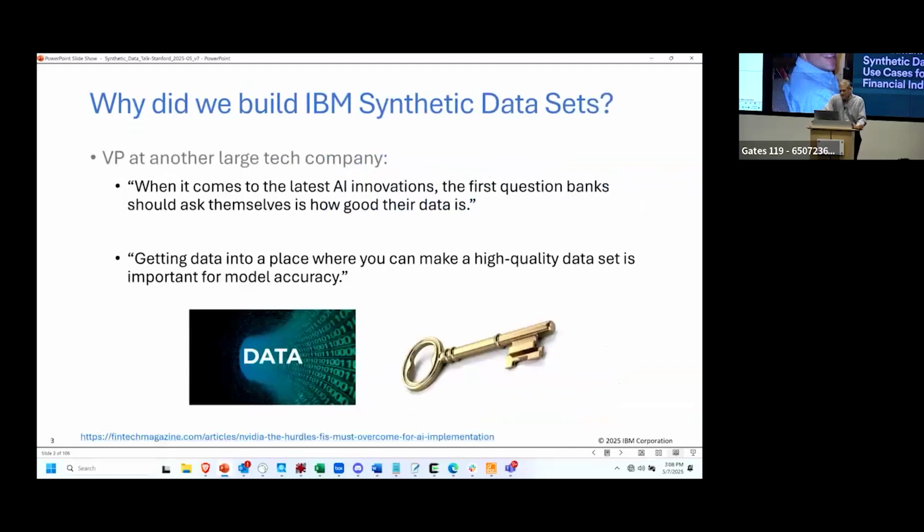So why did we build synthetic data sets? I thought I'd quote not just from myself and what really directly motivated us, but a VP at another large tech company who said, when it comes to the latest AI innovations, the first question banks should ask themselves is how good their data is. And then getting data into a place where you can make a high quality data set is important for model accuracy.